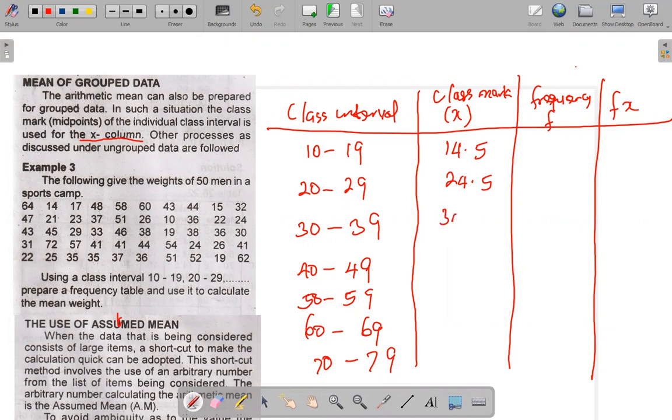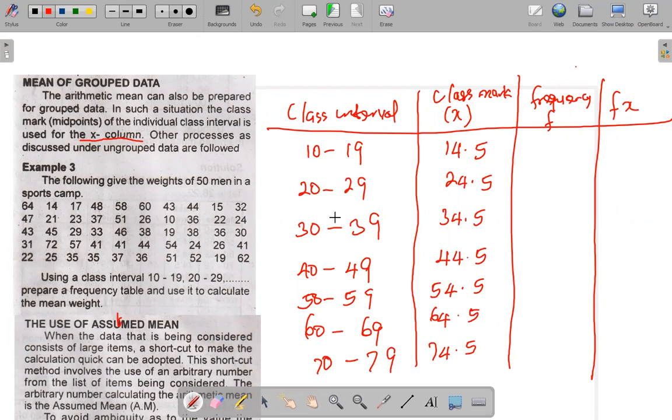That should be 34.5. When looking at this, you see that there's a pattern between the numbers. It's just a difference of 10. So my next class mark should be 44.5. That is, I add 10. The next should be 54.5. The next should be 64.5. And the final one should be 74.5.